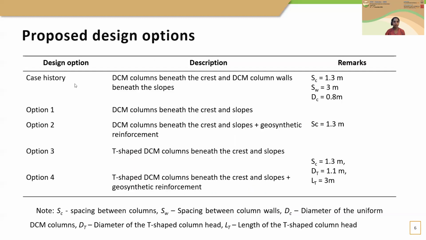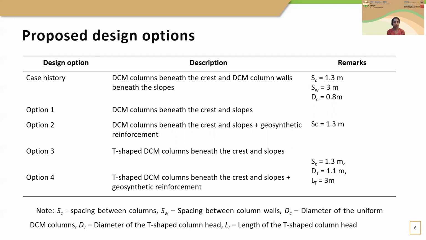However, in the case study, once the embankment was built up, it experienced higher settlements than expected. It was also found that the deep cement mixed columns had yielded near the center of the embankment. So the objective of our current study is to propose other column configurations, other design options, that would perform better than the actual design case.